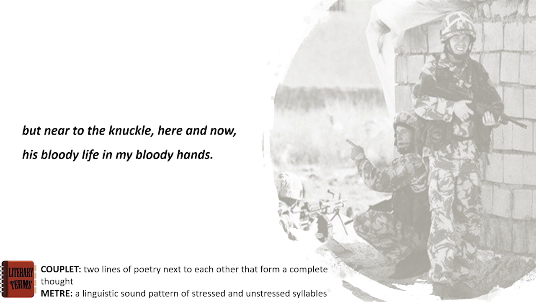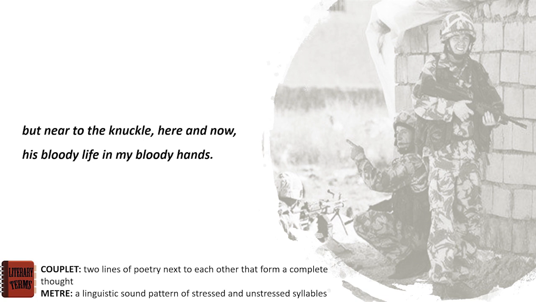So let's look at near to the knuckle first. Well, if you think about knuckles, one of the images most people think of first is one of aggression. So often we think about knuckles and a closed fist for fighting. So near to the knuckle, everything linked to the idea of this dead looter is still making him think about aggression, making him feel stressed and tetchy and not at all safe or calm. Here and now, we've got two words there with the and in between, here and now, emphasising the present that this soldier is living in. His bloody life in my bloody hands.